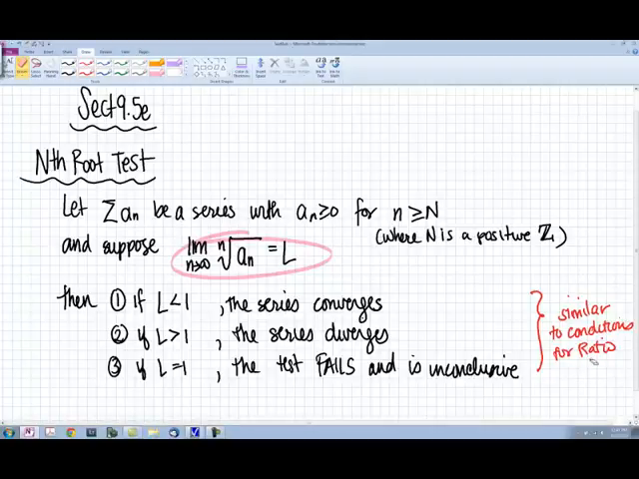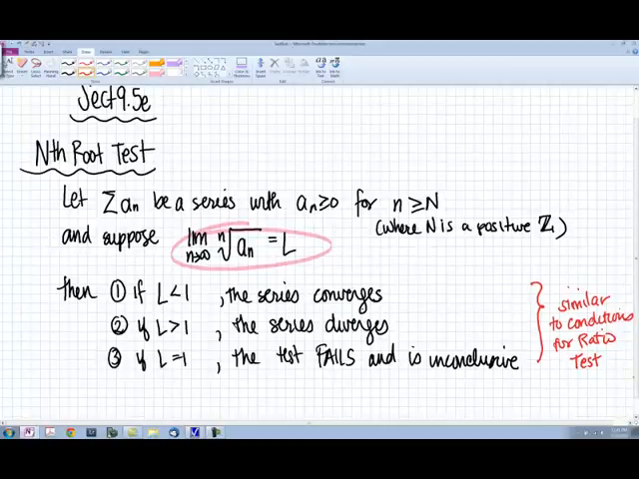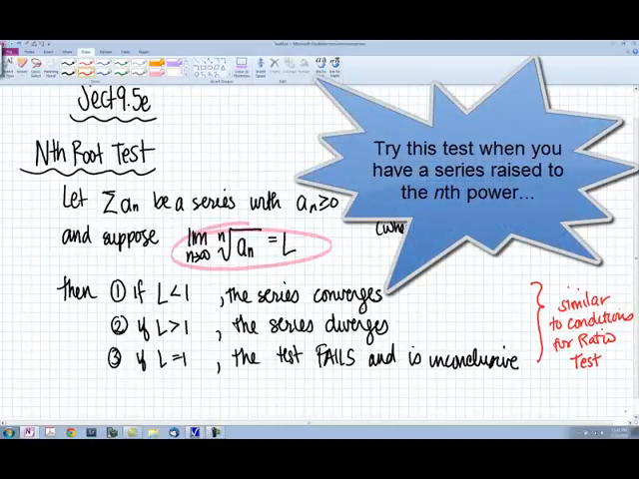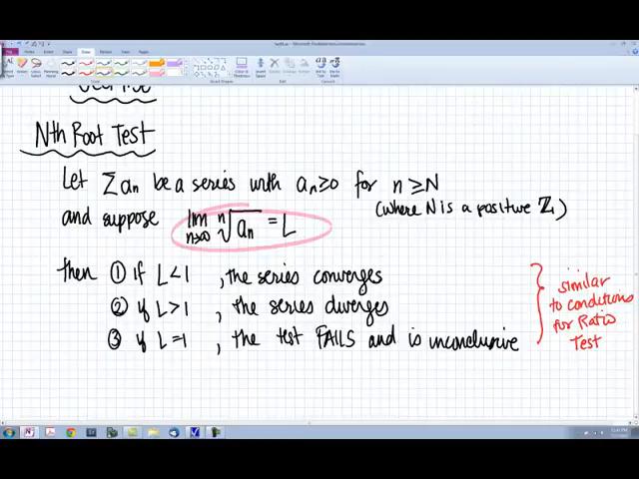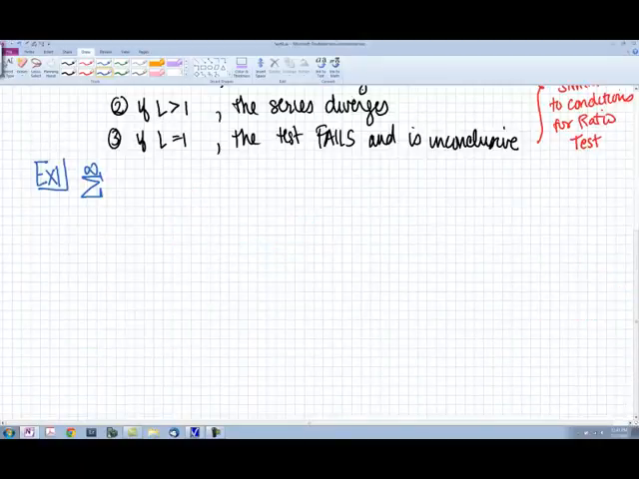The only thing that you really want to keep in mind when you're using the nth root test is you probably don't want to use it unless you have something like an nth power. Because you can take the nth root of your general term, you probably won't want to do that unless it already has some sort of exponent that you are trying to get rid of. So let's take a look at a couple examples. This will be a short lesson for today.